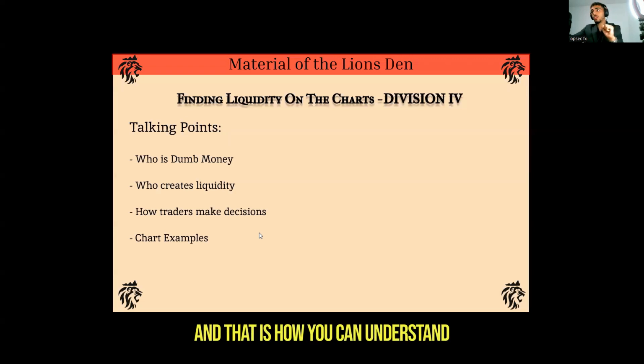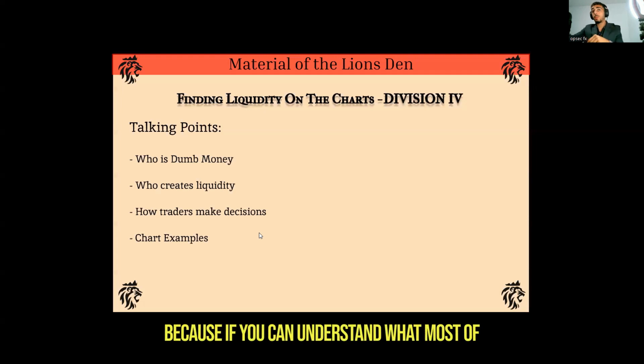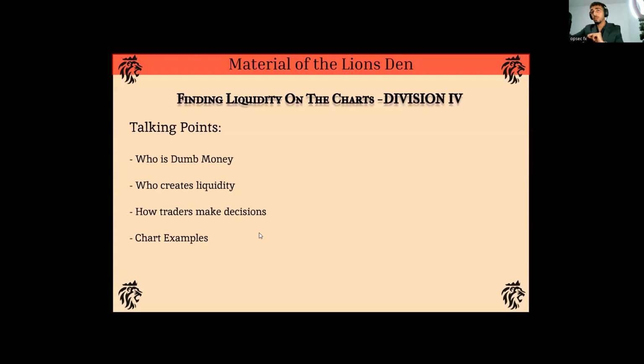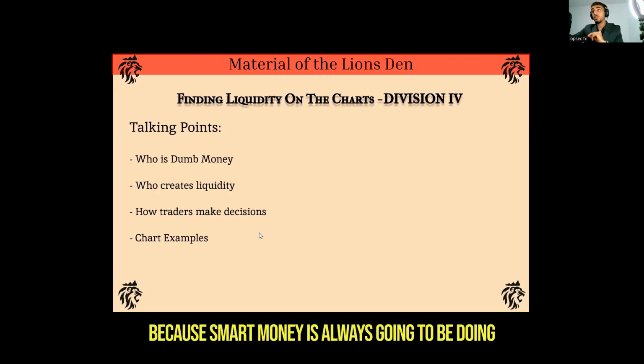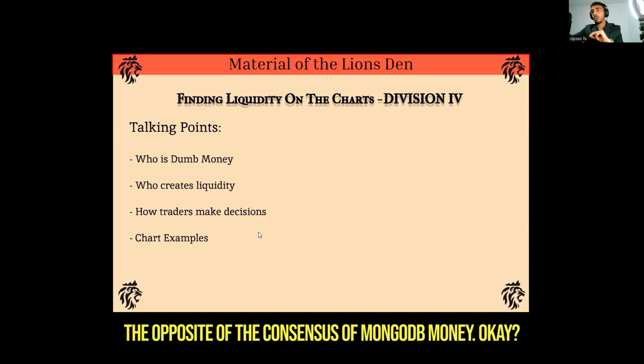Okay, and that is how you can understand what the smart money is doing. Because if you can understand what most of the dumb money is doing, then you can understand what most of the smart money is doing. Because smart money is always going to be doing the opposite of the consensus among dumb money.